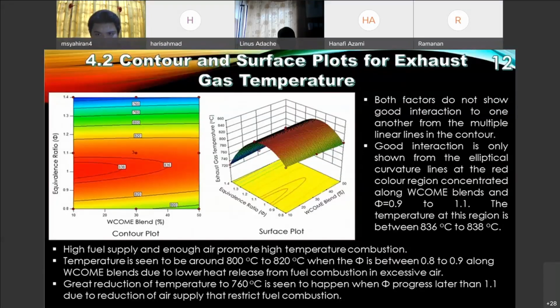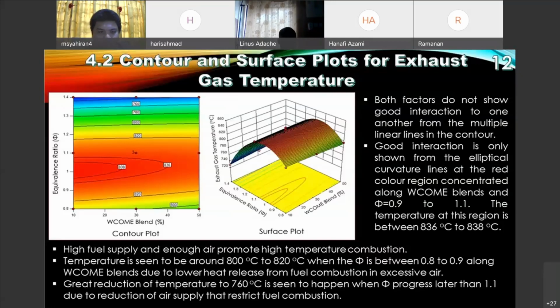Next is the contour and surface plot for exhaust gas temperature. It can be seen that the interaction between C and WCOME blends does not show good interaction, from the multiple linear lines in the contour. Good interaction is shown by the elliptical curvature lines at the red region, concentrated at C 0.9 to 1.1 and along the WCOME blend. Because of high fuel supply and enough air that promotes high temperature combustion, the temperature in this region is between 836 to 858 degrees Celsius.